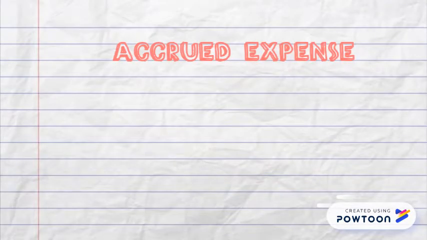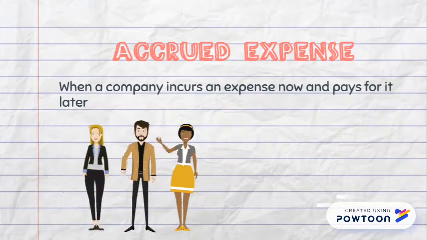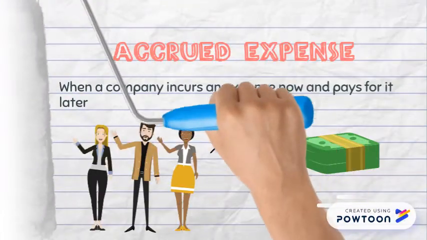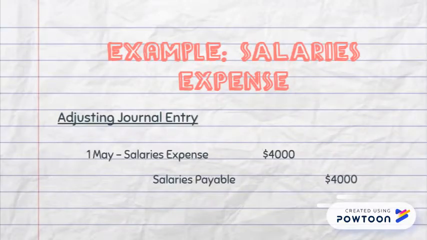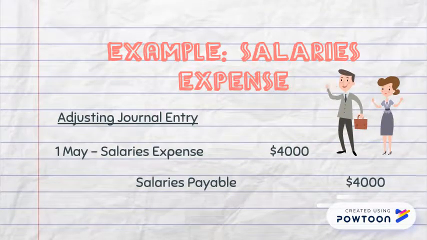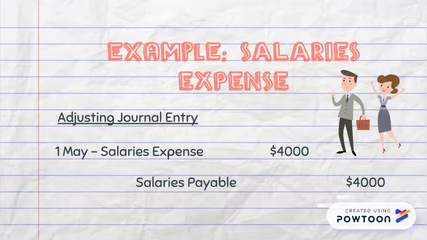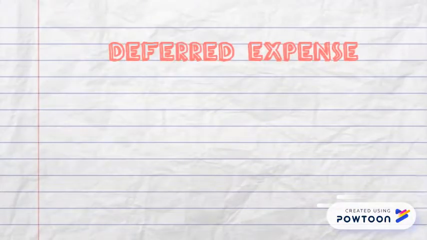An accrued expense is when a company incurs an expense and pays cash for it later. For example, a company has to pay each employee their salary. Typically, employees will be paid after they have done their duties. In this case, from the perspective of the company, salaries expense will be debited and salaries payable will be credited.